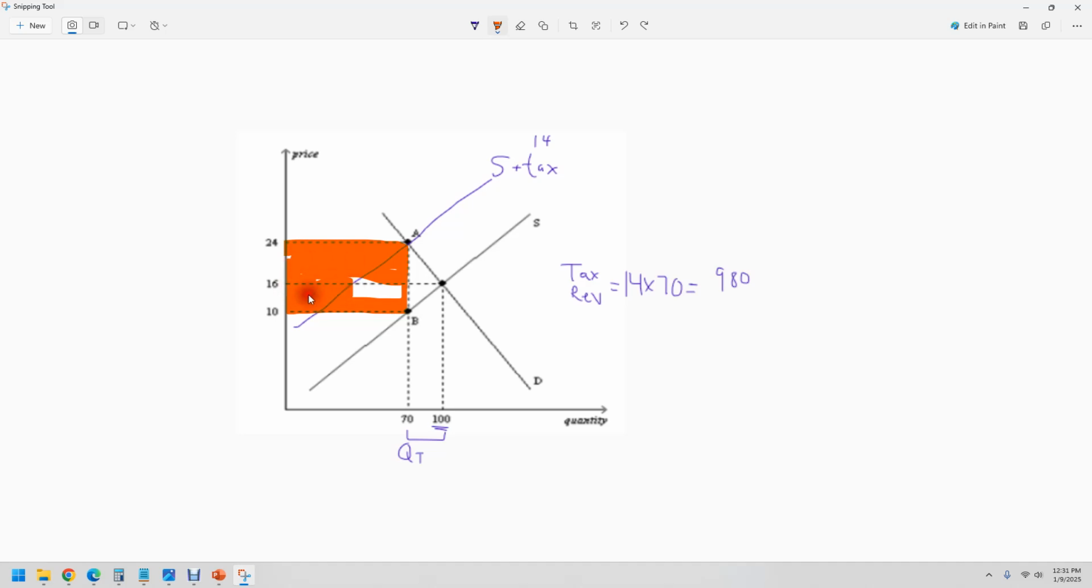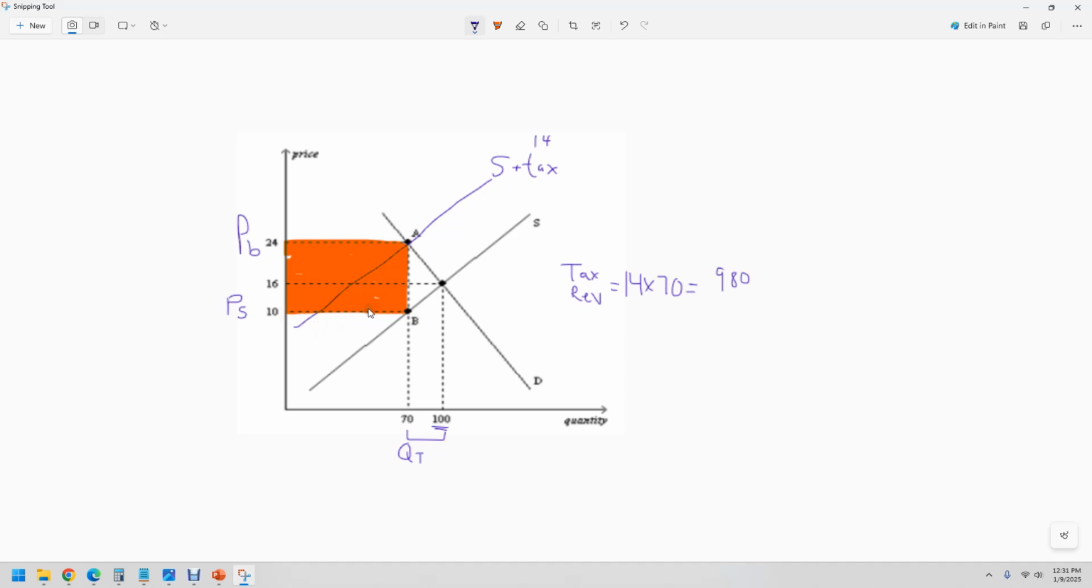Okay. Now, next thing I might want to figure out, what is the price that the buyers will pay? Well, the buyers are going to pay the price with the tax, so they have that included. So PB, as it's sometimes called, the price that the buyers will pay, is 24. The tax is 14, so you can subtract 14 from 24, and that's the price the sellers get to keep. So this is PS.